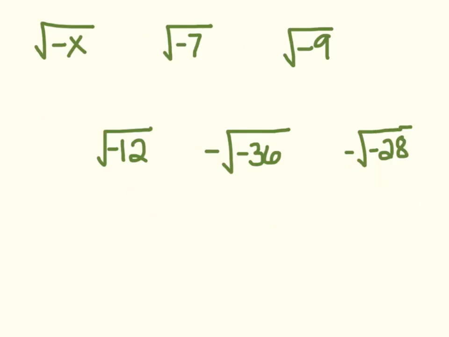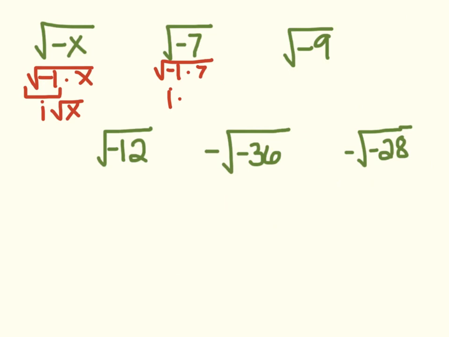Alright, so here's some quick example problems. If I asked you for the square root of negative x, you would break that up into the square root of negative 1 times x. We know the square root of negative 1 is i, so this would be i root x. If I had the square root of negative 7, well, same thing. I know the square root of negative 7 is the same thing as the square root of negative 1 times 7, so that would be i times the square root of 7, or i root 7.